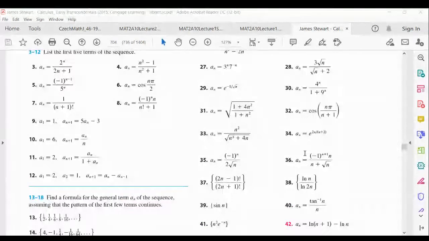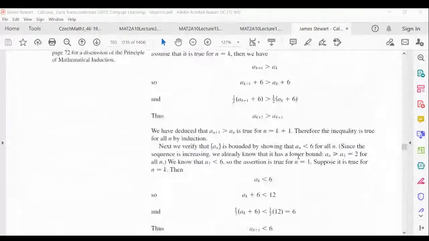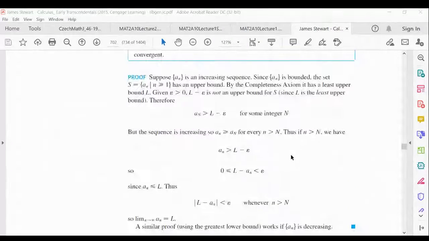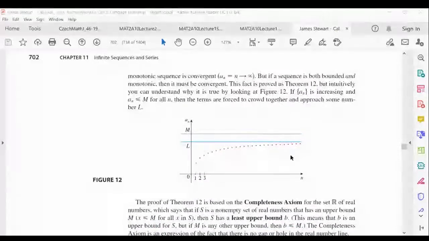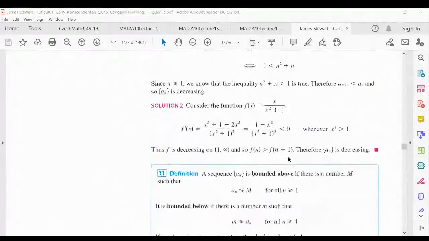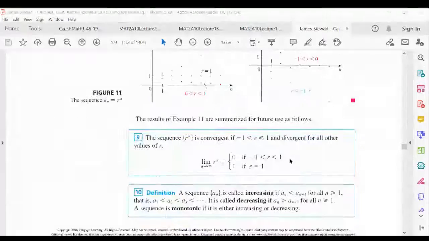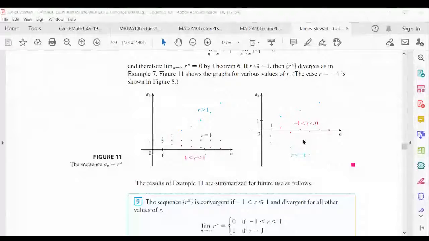I'm going to scroll in these textbook notes, because there's a theorem you need to use for this, and I don't want to open up a new set of notes. I'll just go look for the theorem. Come on, this is so slow.